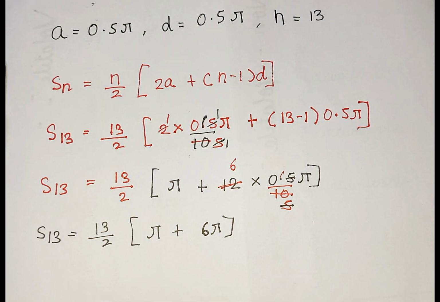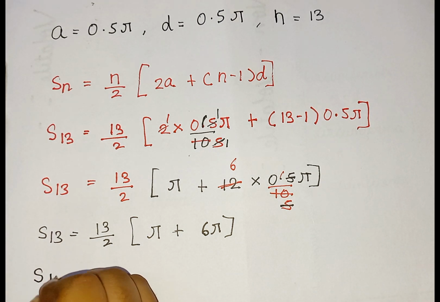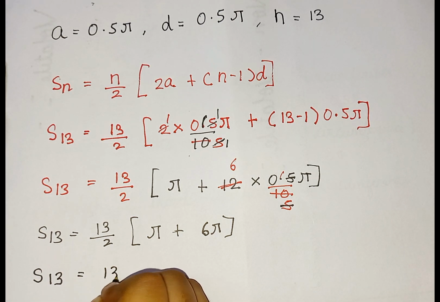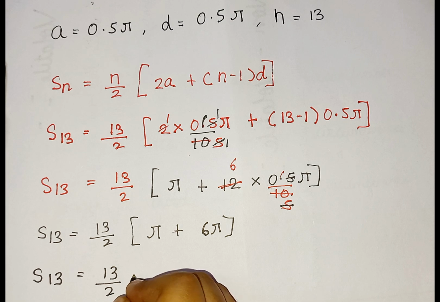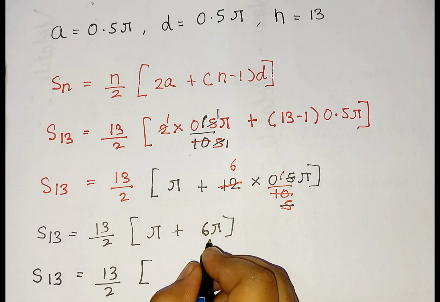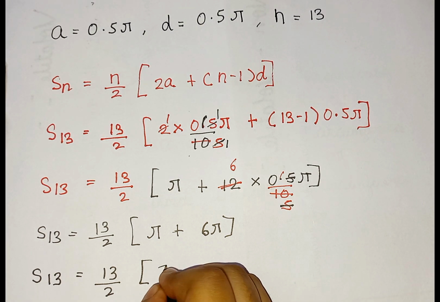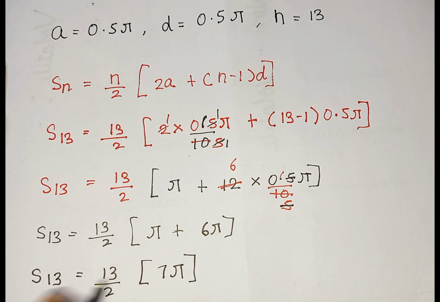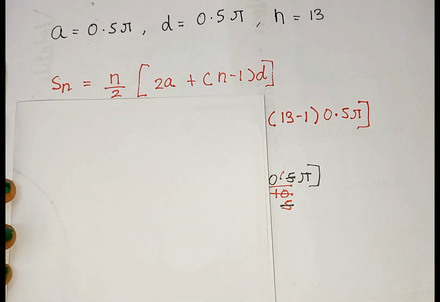Now let us write S13 is equal to 13 divided by 2 and then we can write bracket. So pi plus 6 pi is 7 pi, isn't it? Now we got this value. Amazing. Now let us substitute the pi value. Why? Because in the question they mentioned we are supposed to substitute pi is equal to 22 by 7. I'll just write it as it is.